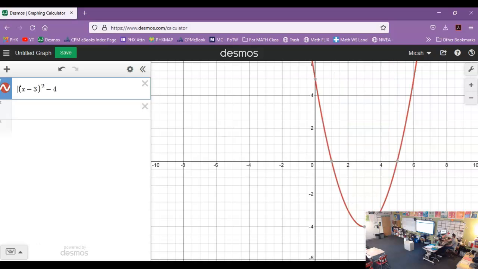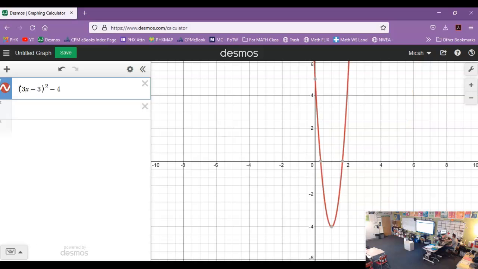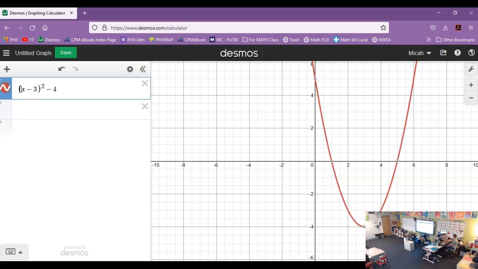But what would you do if the 3 was inside? If it was 3 times x minus 3, that'd be the quantity of 3x minus 3 squared. Oh, because the quantity of tells you parentheses. Yeah, it's literally like saying open parentheses, open sesame. But instead of saying open parentheses, because that's kind of silly. And there's no reason to put 3 times x inside of a parentheses. You can simplify it down.